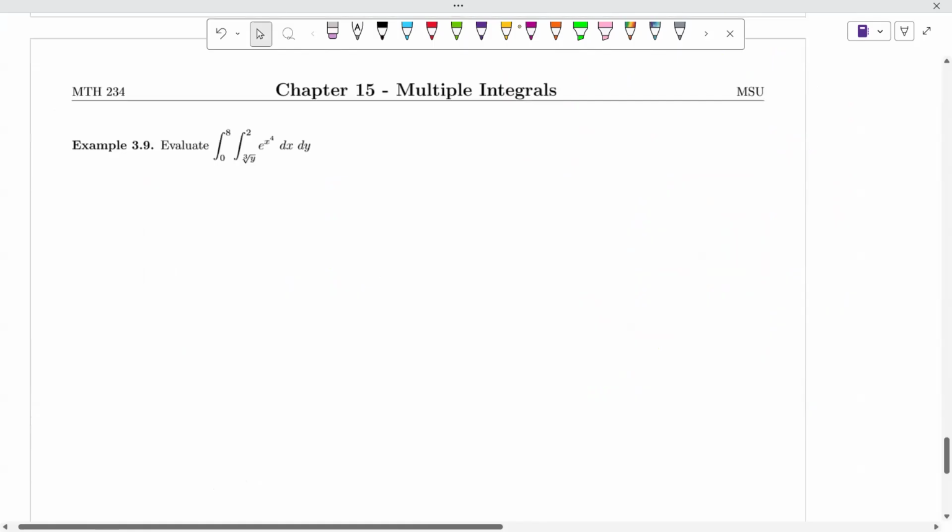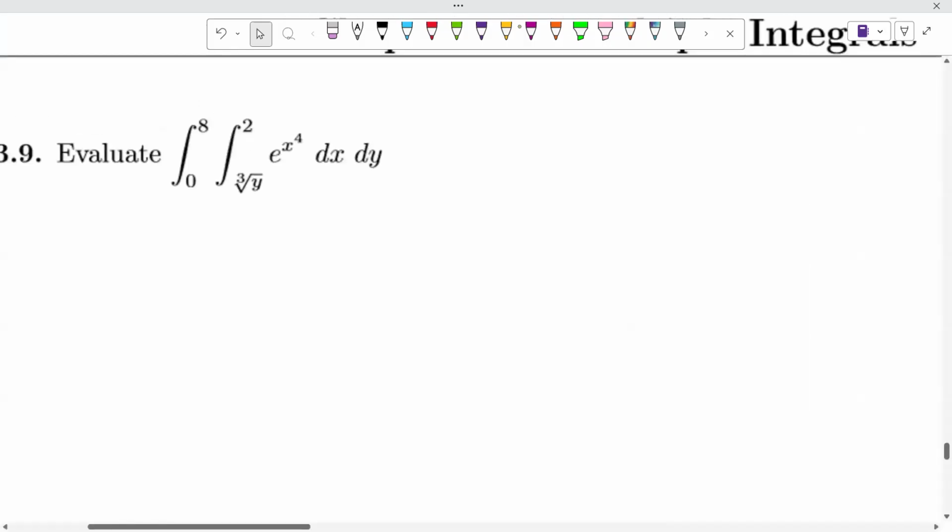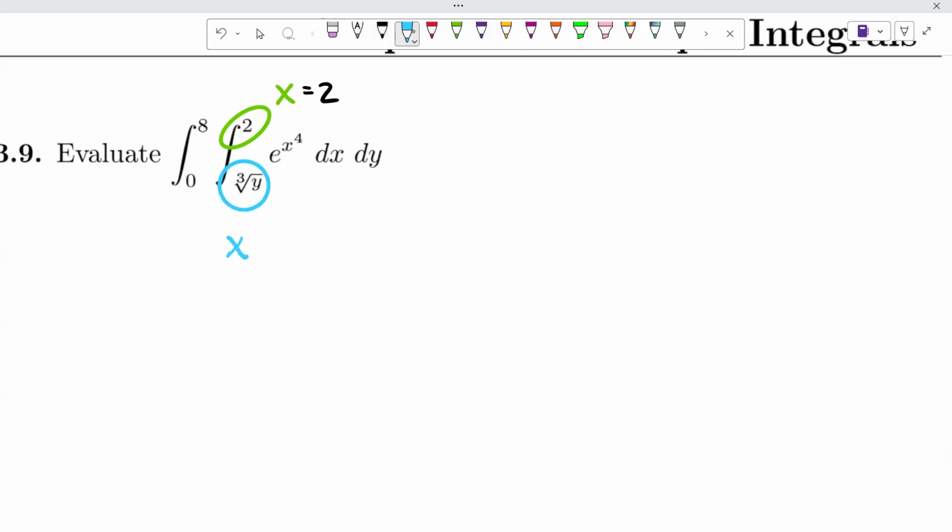All right, and then just one more. Evaluating this function. Again, looking at my integrand, I've got e to the x to the fourth. And no amount of u substitution is going to let me integrate that thing right away. So it's telling me to do dx first, and that looks like a bad time. So, since I can't do the integral as written, I'll swap the order. I've got x equals 2, and I've got x equals y to the 1/3.